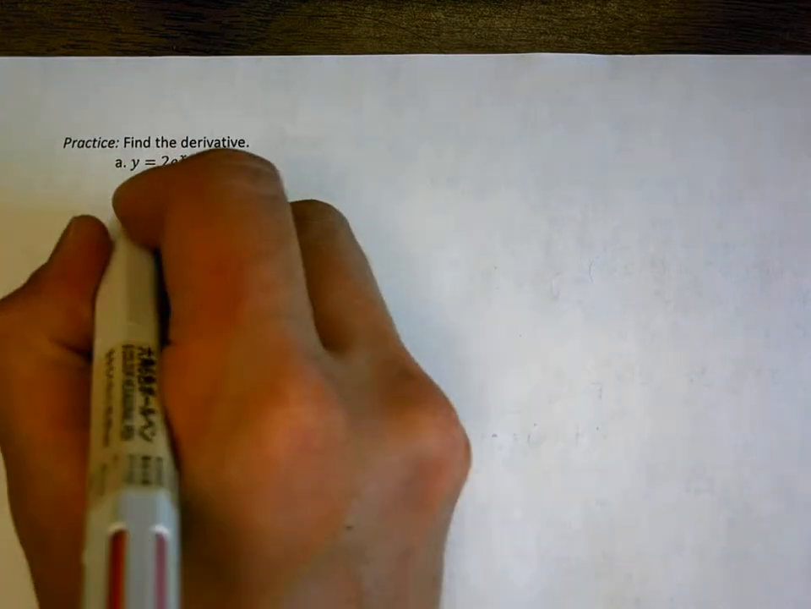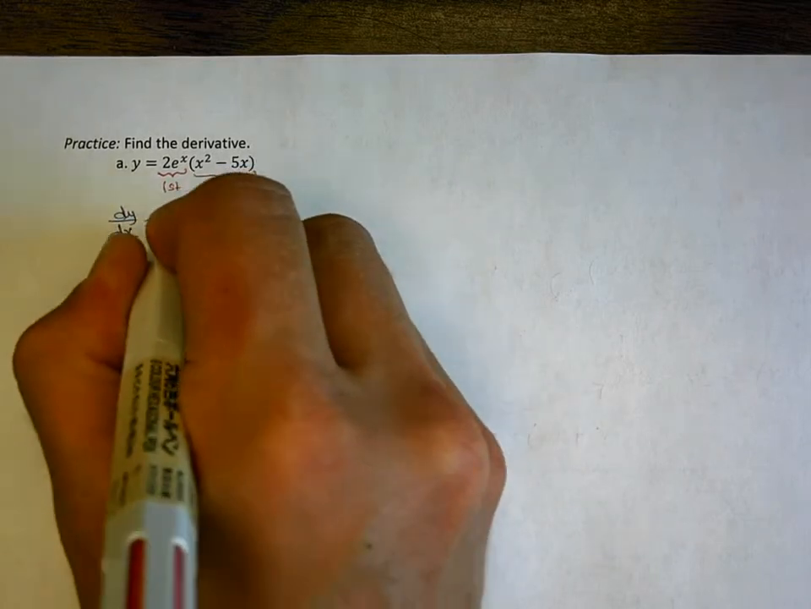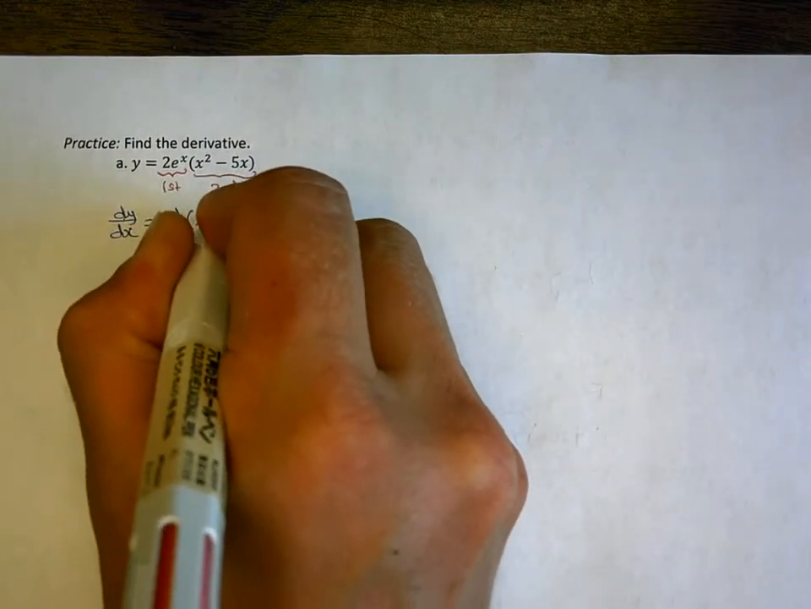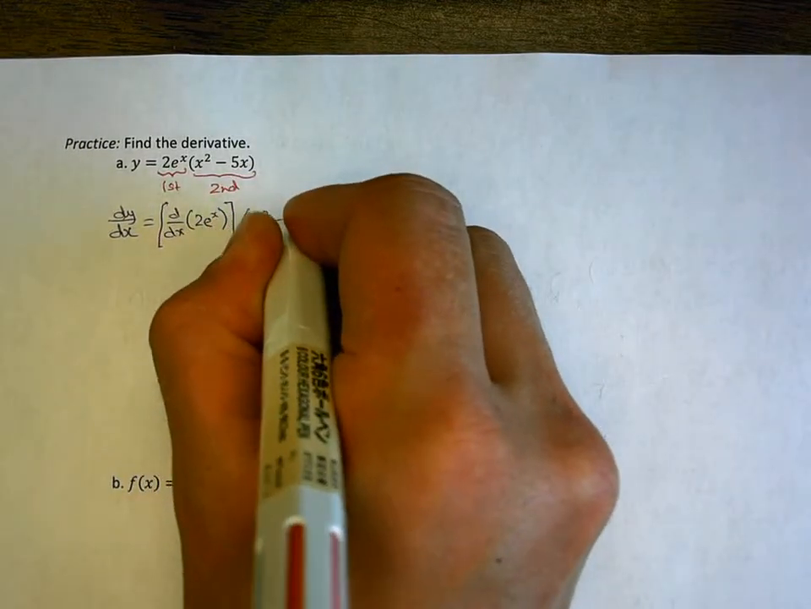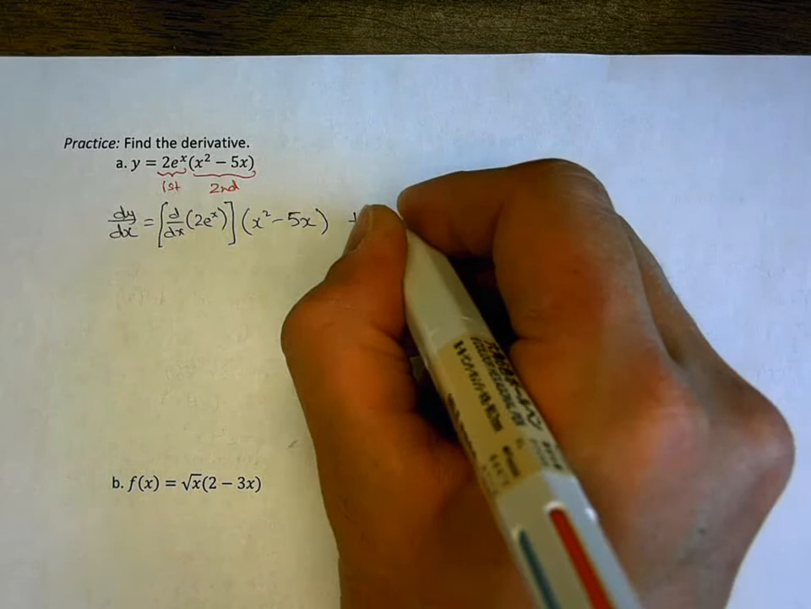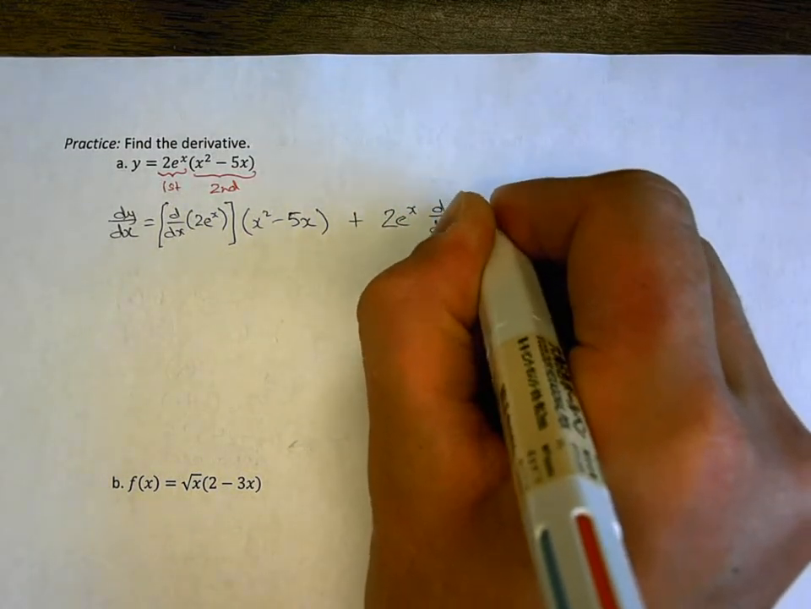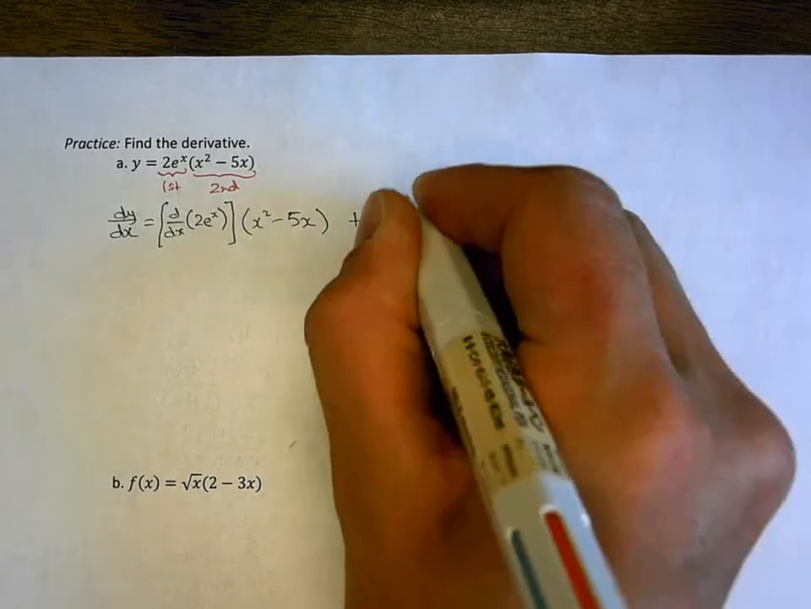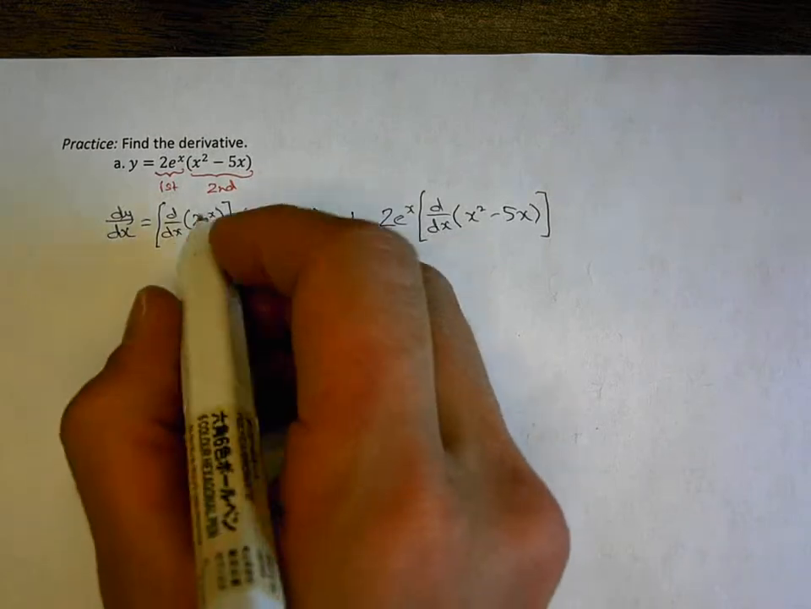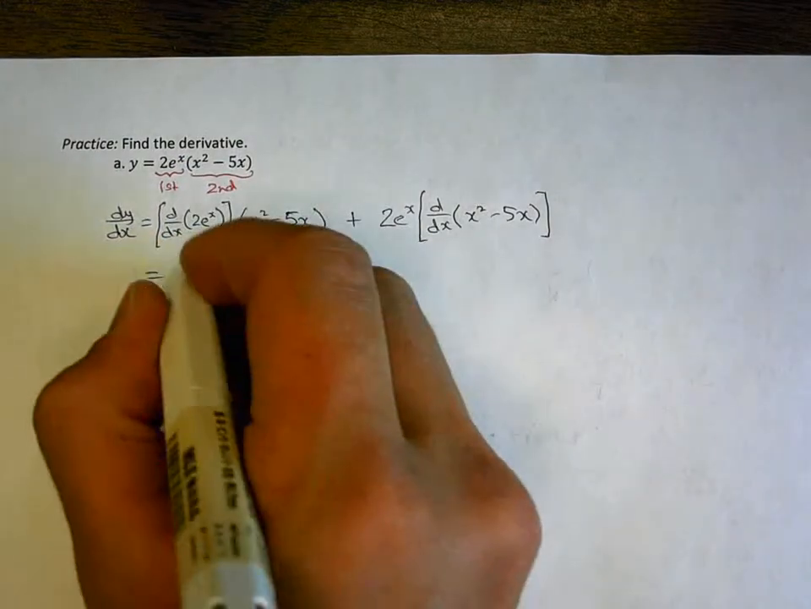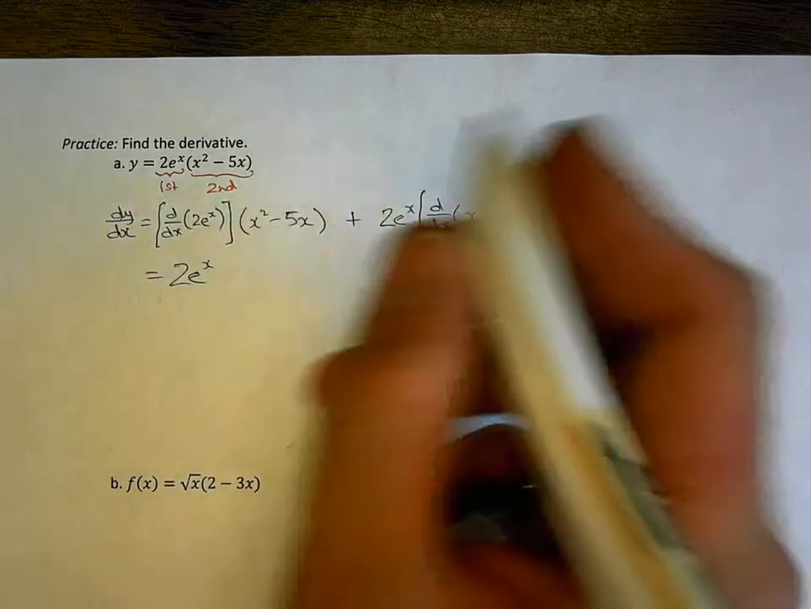So let's write dy dx is equal to the derivative of the first thing times the second thing plus the first thing times the derivative of the second thing. Okay, now what's the derivative of 2e to the x? Well, that's an easy one. It's just 2e to the x. Don't be tricked, right? E to the x, very quick.